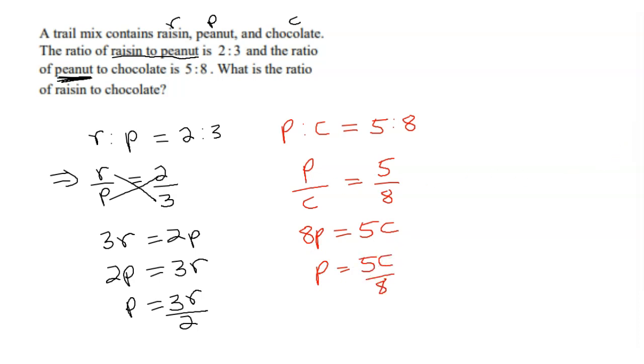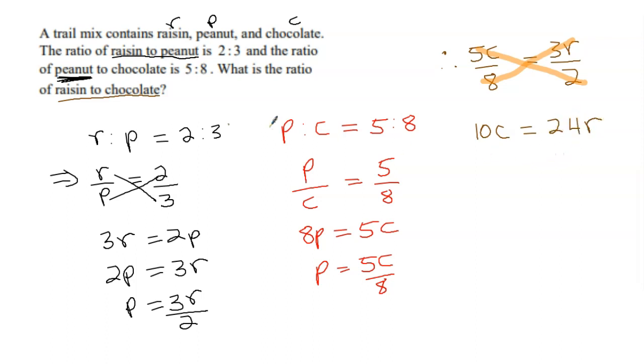Now what we are going to do is equate the two, because we have P here and we have P here. Therefore, we can say that 5C over 8 is equal to 3R over 2. And that is what they asked us to do, the raisin and the chocolate. So here, if we simplify, we can see the ratios involved. Once more, we cross multiply, and then you're going to get 10C is equal to 24R.